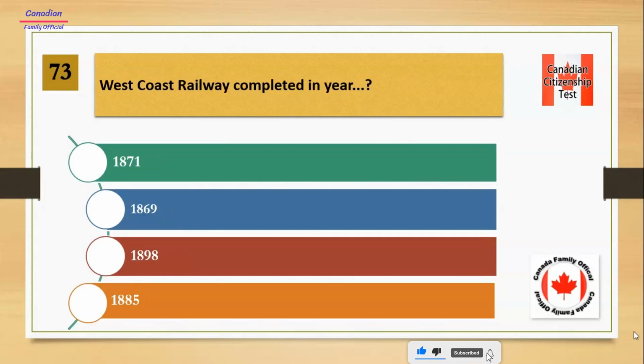The West Coast Railway was completed in which year? Number 1 1871. Number 2 1869. Number 3 1898. Number 4 1885. And the answer is 1885.